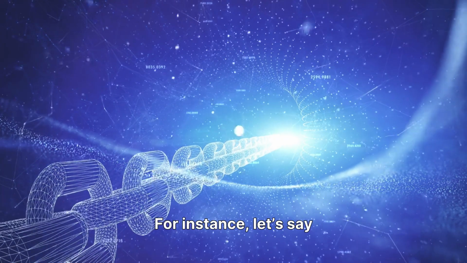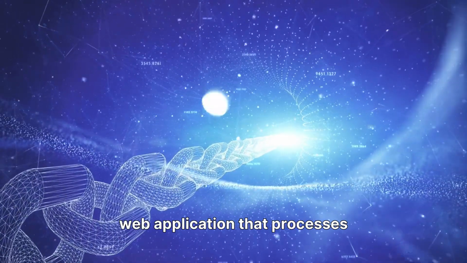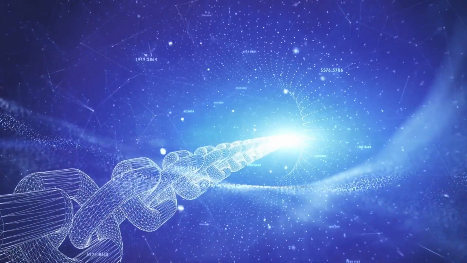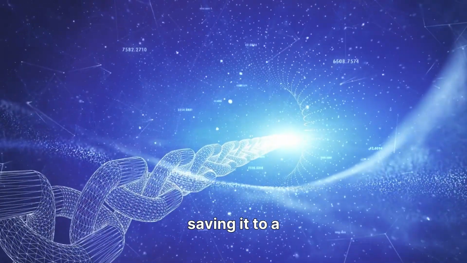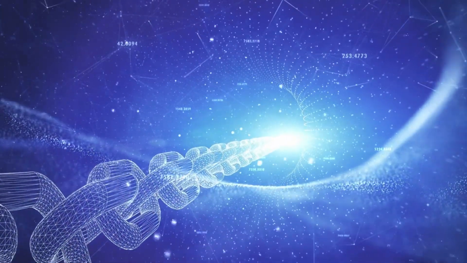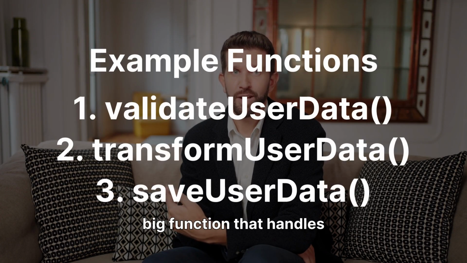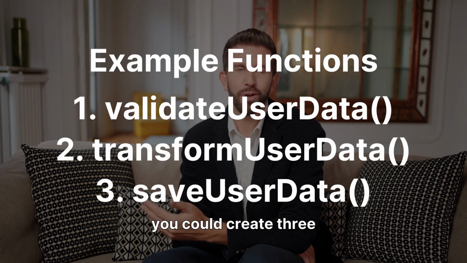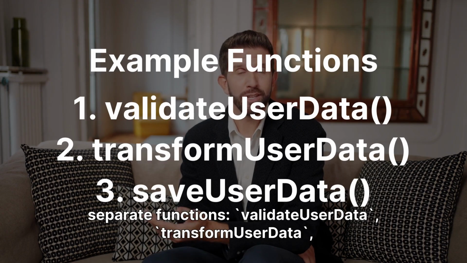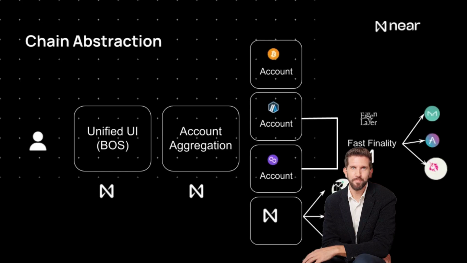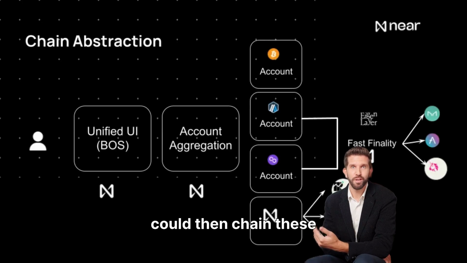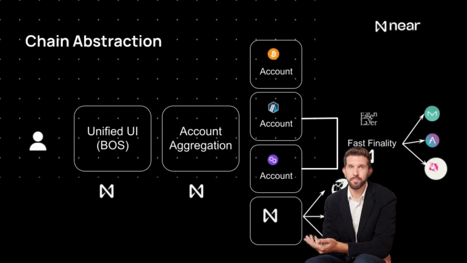For instance, let's say you're working on a web application that processes user data. You might have functions for validating the data, transforming it, and then saving it to a database. Instead of writing one big function that handles all of these steps, you could create 3 separate functions: validate user data, transform user data, save user data. Using chain abstraction, you could then chain these functions together like this.